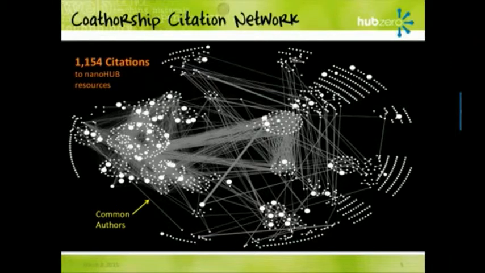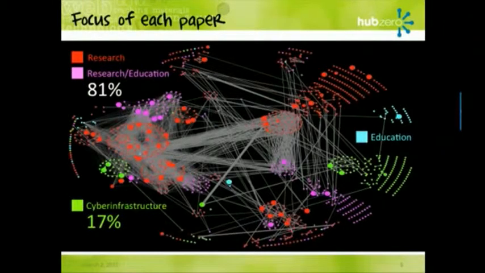Each of the dots is a paper, and then there's lines between dots as co-authors, right? And they've looked a lot at those papers to figure out what they're about. You can see 80% of them are really research papers. There are some that talk about nanoHUB as a cyber infrastructure and some that talk about its use in education. But the vast majority, 80%, are all about research.